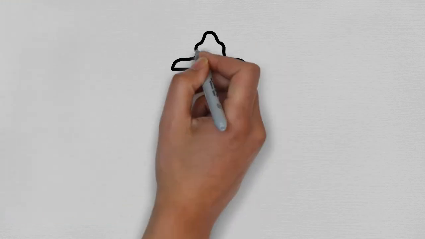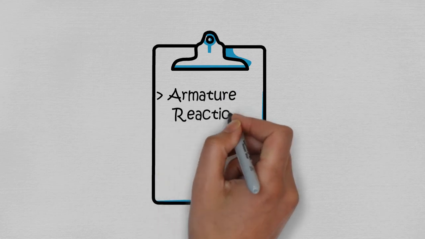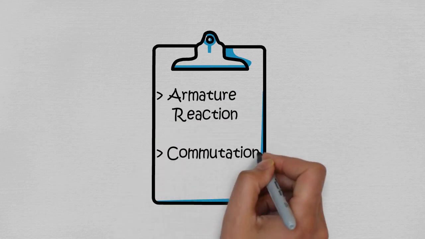In the upcoming video, we will mainly focus on armature reaction and commutation of the DC machine.